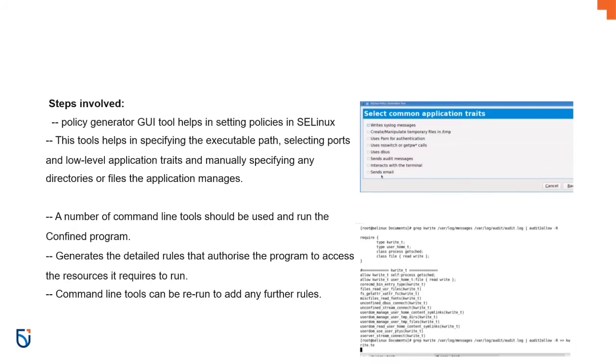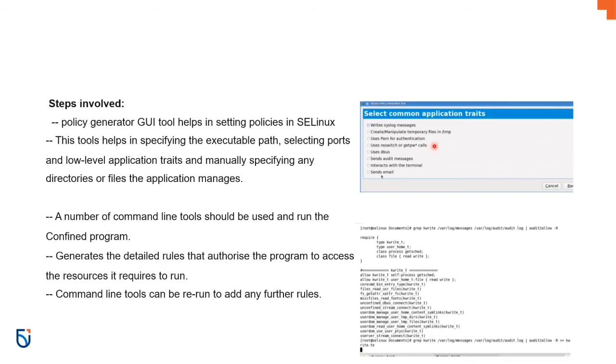So let's see how we can set policies in SELinux. Through a tool called the Policy Generator GUI tool, we can set policies in SELinux. This tool helps in specifying the executable paths, selecting ports and low-level application traits. In this picture, we can see that we can select some common application traits such as writing syslog messages, creating temporary files, etc. This creates an incomplete policy.